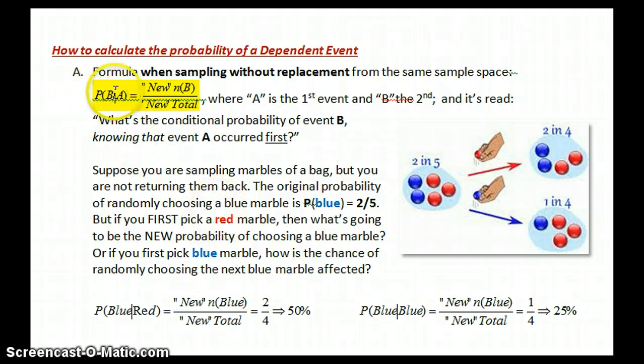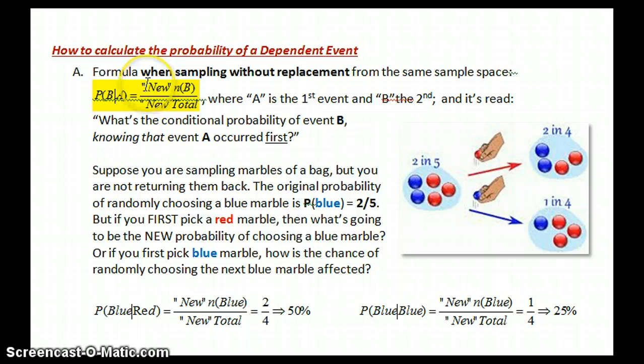So the formula we can mathematically use to compute these conditional probabilities when sampling without replacement is simply this one. Notice this vertical line between B and A. B means this is the second event and A is the first event. So this is read this way: the conditional probability of B, given that or provided that or knowing that A occurred first, will be just a new fraction.